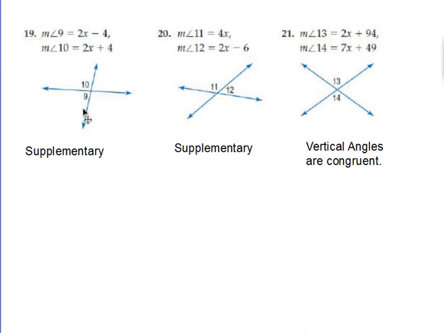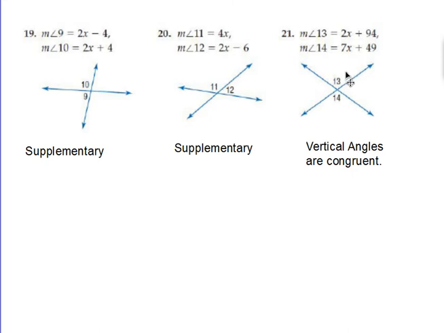For example, angle 9 and 10, they make a straight angle. So from here all the way to here, that's 180 degrees, so you still add them up and make it equal to 180. Same thing with 11 and 12, same situation, just looks different because these angles are here, but they still make 180 degrees.